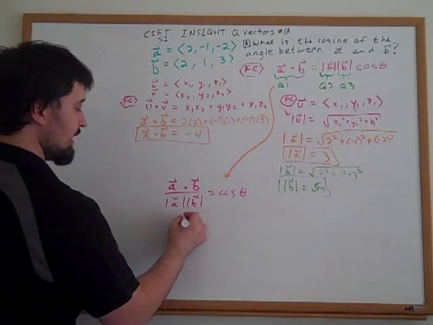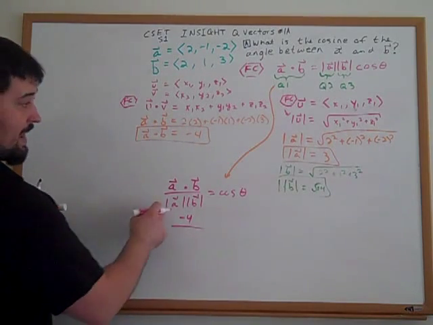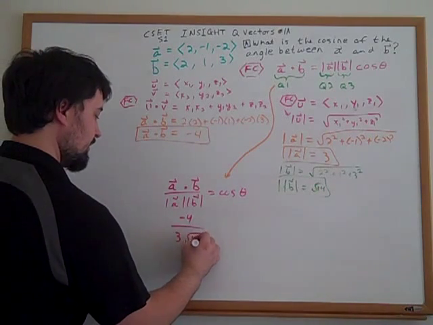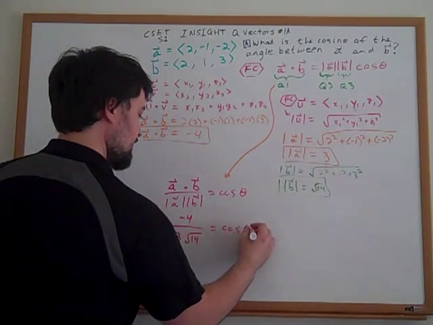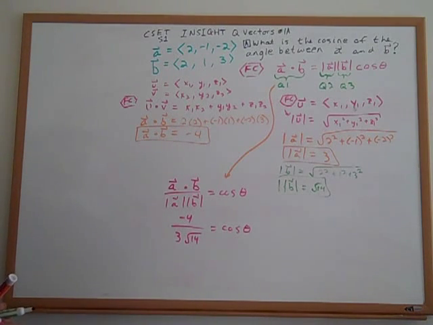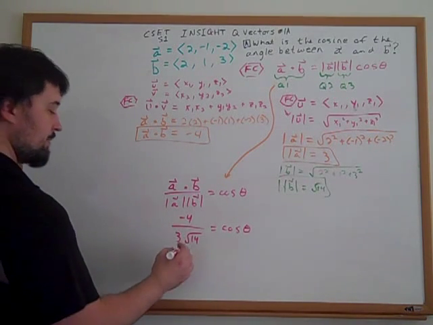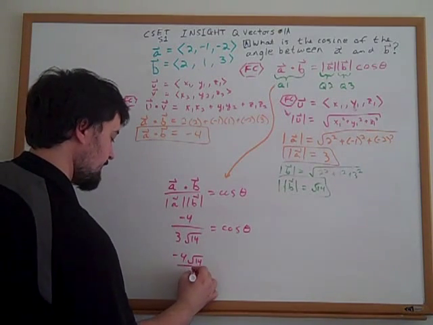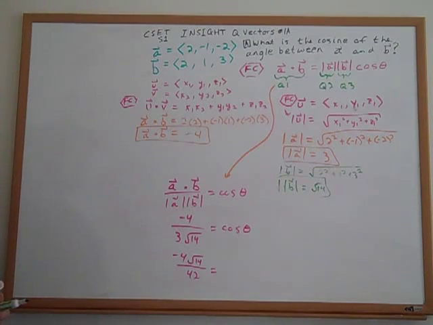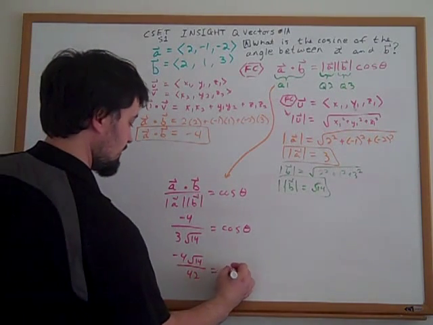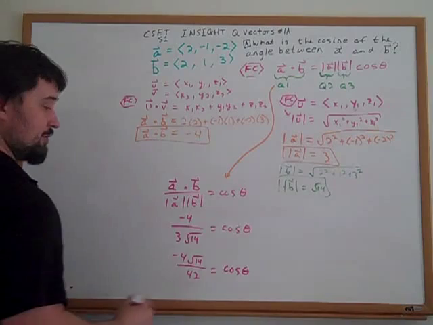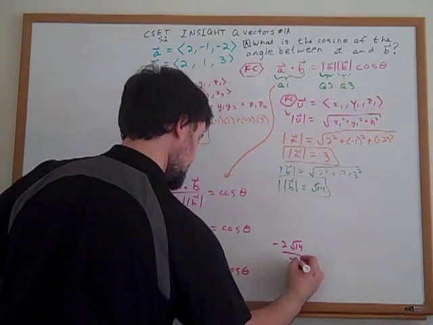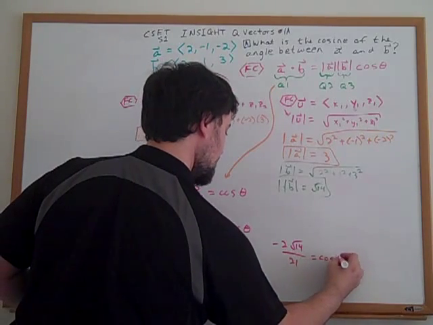A dot B we know is -4, mag A is 3, and mag B is √14. Let's go ahead and get the root out of the bottom. Which then simplifies a little bit further. We can divide out 2 and we get -2 √14 over 21 is our answer.